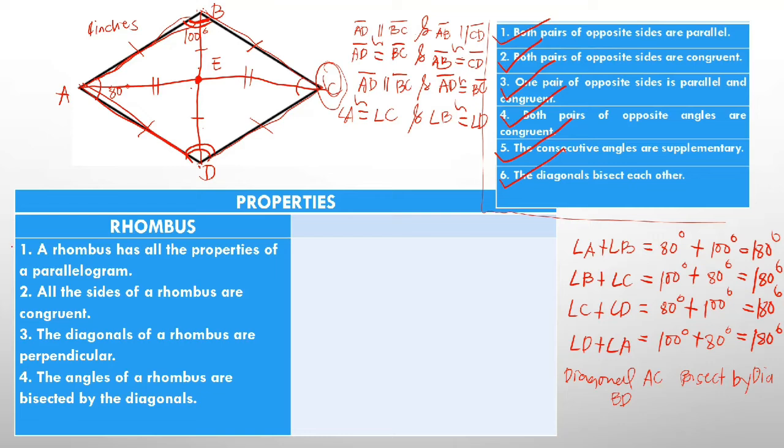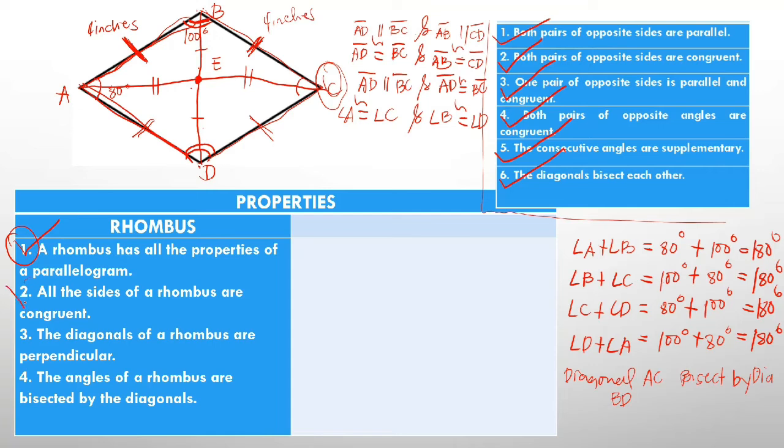Next is, since we are done with the properties of parallelogram in our rhombus, now let's proceed with the second property of our rhombus, which is all the sides of a rhombus are congruent. So, ibig sabihin, lahat ng sides ng ating rhombus ay congruent, pare-pareha ang shape and pareha din ang measurement. So, therefore, if this is 4 inches, the 3 sides are also 4 inches. Okay? So, meron na tayong number 2, that all sides of a rhombus are congruent.